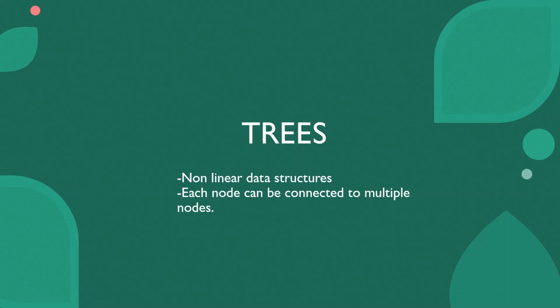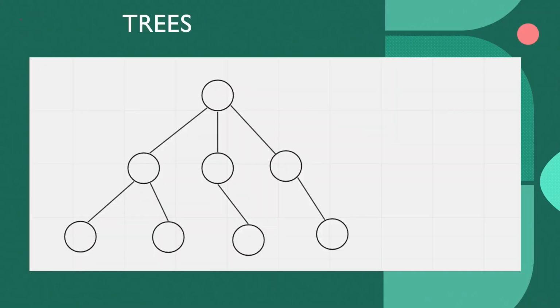If you saw the previous playlist, which is based on linked lists, there each node was connected to either two nodes, front or back, right? There were no multiple nodes, but here each node can be connected to multiple nodes. The count can go to 1, 2, 3, 4, 5, 6, n number of times. So this is how a tree basically looks like.